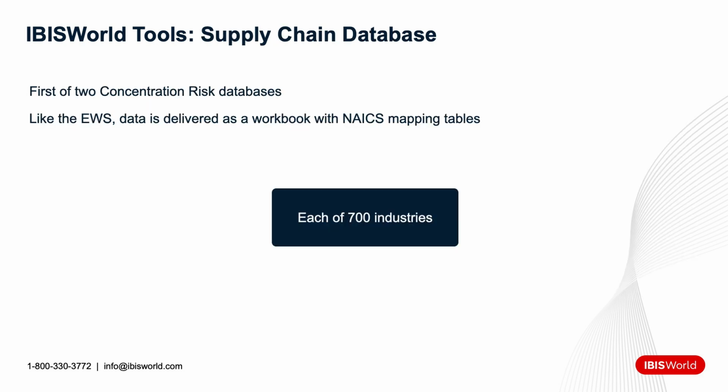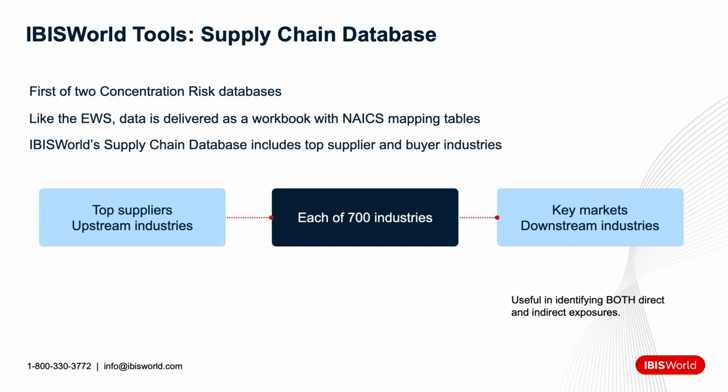Next, let's consider IBISWorld's supply chain and concentration risk tools. These are used sequentially, building on the implementation of the early warning system. Like the early warning system, data is delivered as a workbook with NAICS mapping tables. The first of two concentration risk databases includes supply chain data for each of the 700 industries for which IBISWorld compiles risk ratings. This workbook provides a NAICS coded list of the top supplier or upstream industries and buyer or downstream industries, again for each of the 700 NAICS-based industries we analyze.